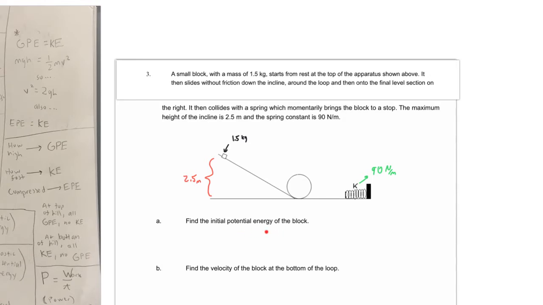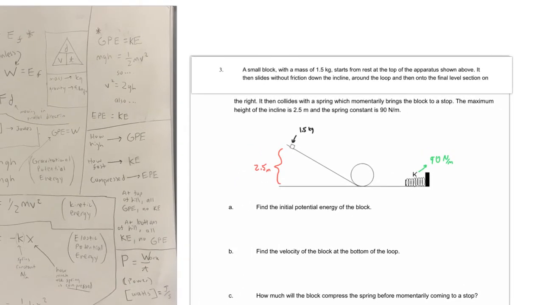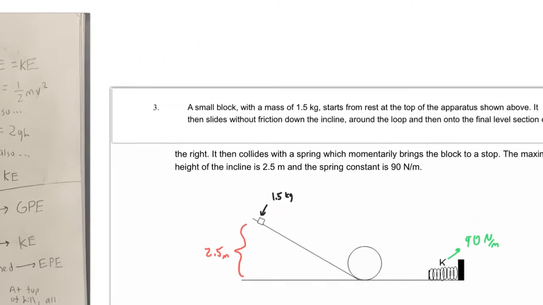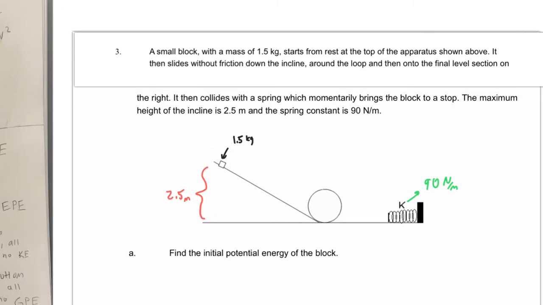Okay, find the initial potential energy of the block. Well, the block is up here, which means there's a height involved, which makes me think, okay, well, we're probably going to be dealing with gravitational potential energy. And that is something that we've actually already done. You know, I think problem number 1 featured the exact same situation. So gravitational potential energy is going to be mass times the gravity times the height. So that's going to be really straightforward. So I'll just write that.